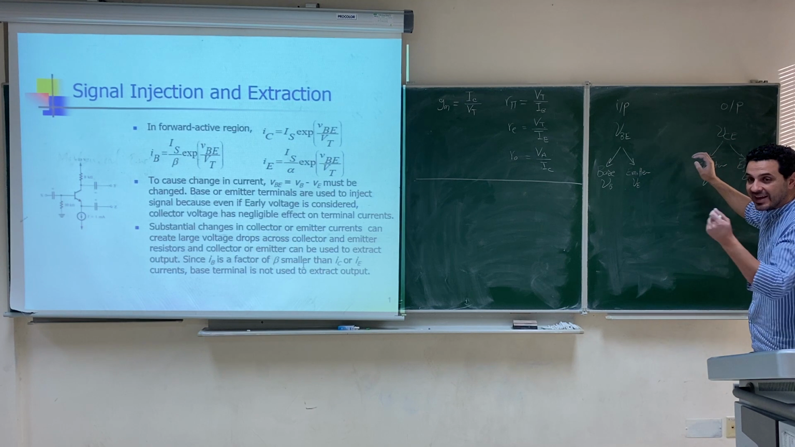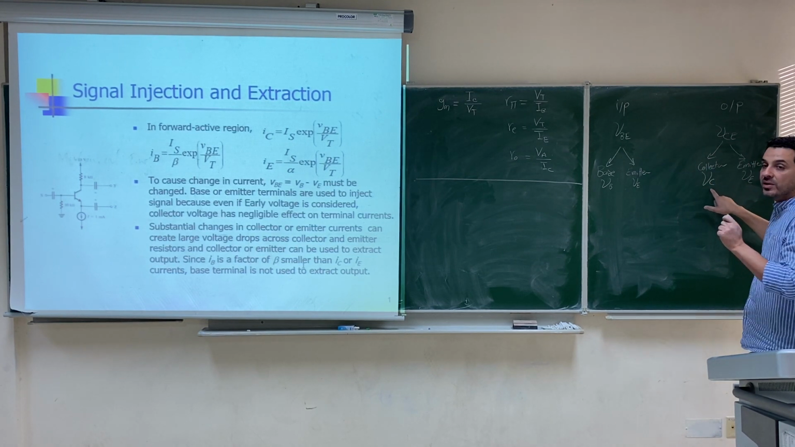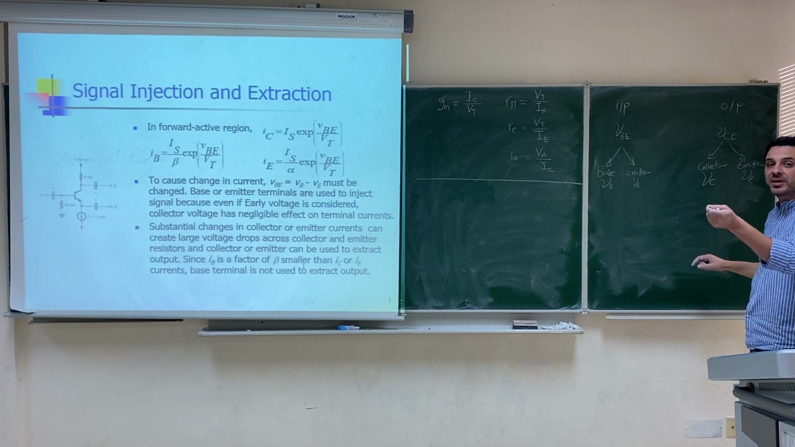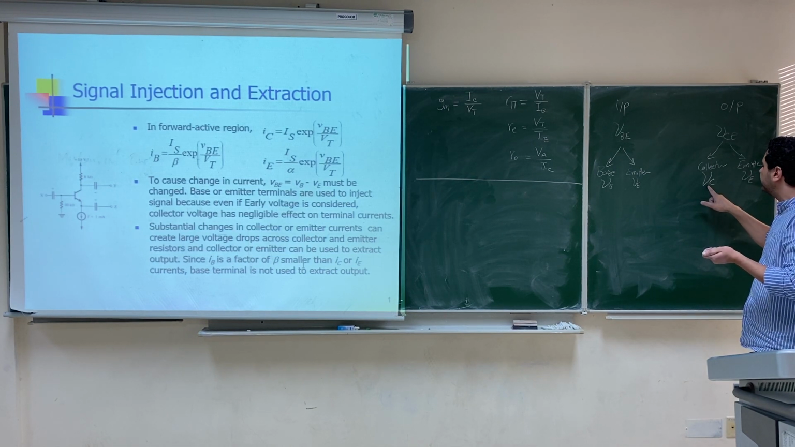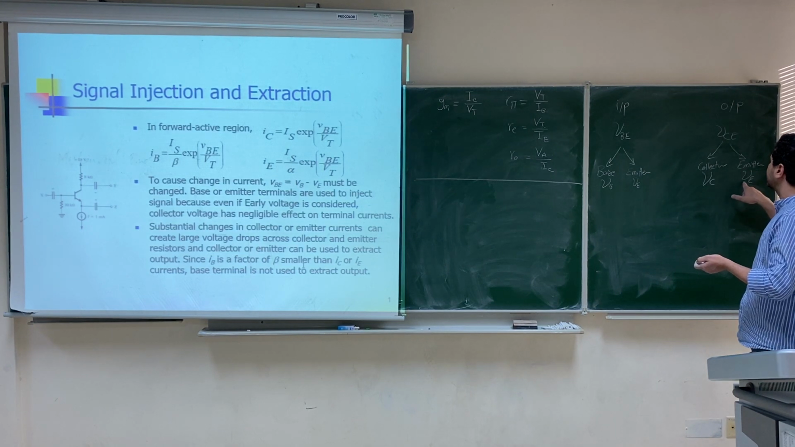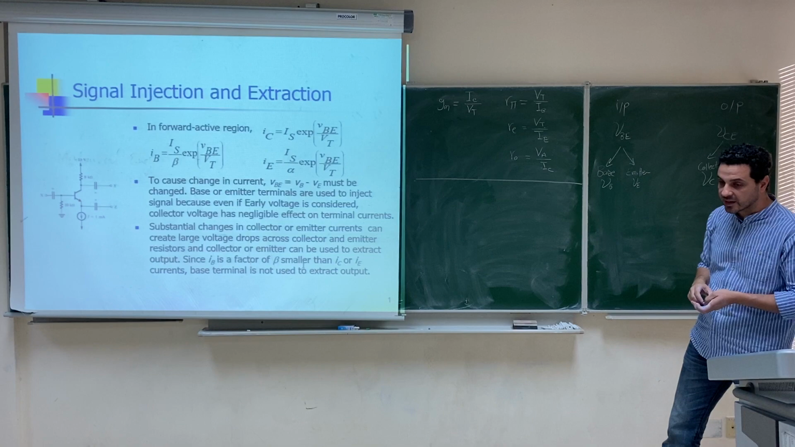So how to take the output terminal? The output terminal can be taken from the collector if you fix the emitter. So all the changes will appear on the collector. If you fix the emitter, for example, you connect the emitter to ground, all the changes will appear on VCE. Or you connect the collector to ground, and in this case, you take your output from the emitter. So we have two options here, two options here.